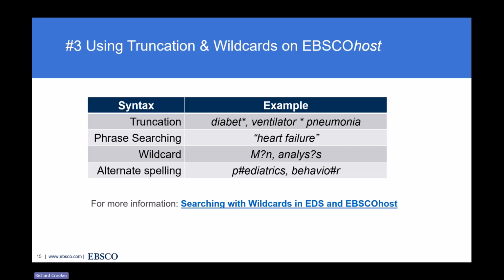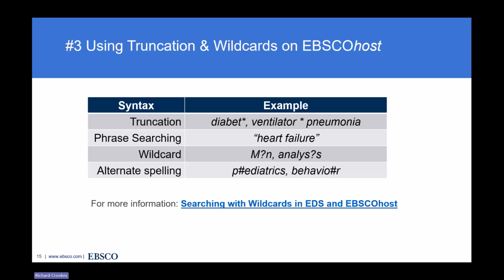So if you don't know the character or you just want to replace it. For example, if you're looking for man or men, you can put in the question mark for the vowels A or E. And likewise, if you're searching for analysis or analyses, you can replace the I or the E with the question mark.